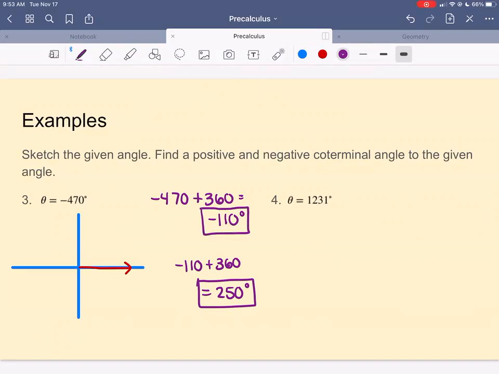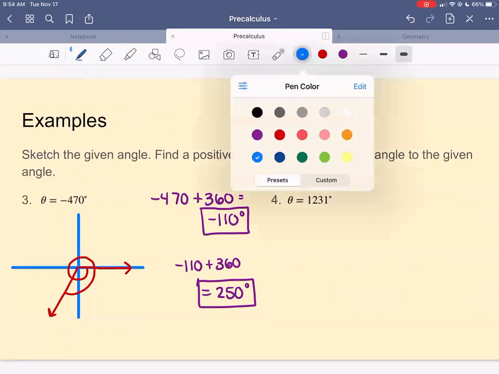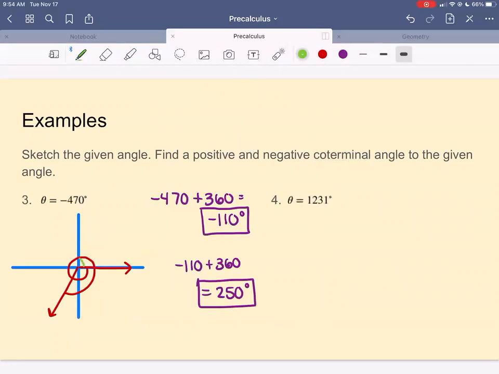Now the key for graphing this is because the negative 470 is bigger than 360, we know that it's going to go around, oops, I'm going the wrong way. We know it's going to go around one whole time because it's got to go around 360 degrees. So now it's going to go around another 110. So if we look at it, we've now gone 90, so 110 is probably right around there. And then with our positive coterminal angle, we're just going this way with that 250 degrees.